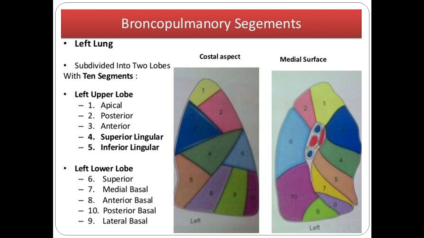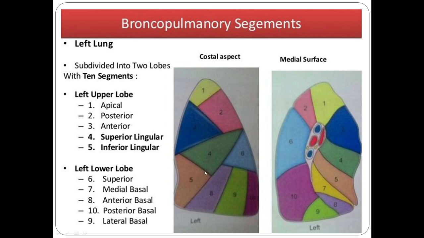Likewise, we also have for the left lung, upper lobe, apical, posterior, anterior. Yes, you can see this cardiac notch. So this is the anterior end. So this is the anterior segment. Then superior lingular, inferior lingular.